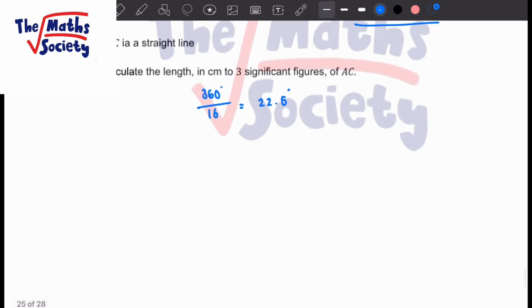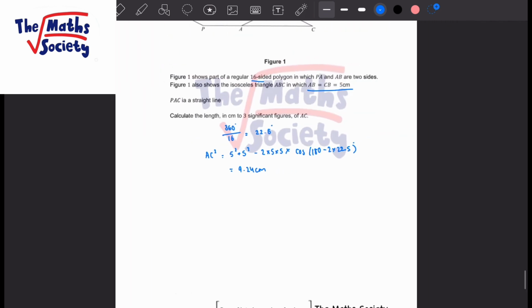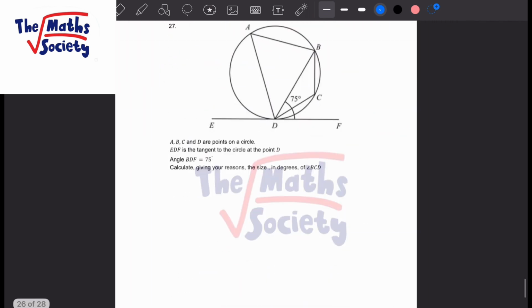So that's going to be AC squared equals 5 squared plus 5 squared, because this is the 5 centimeter side, minus 2 multiply 5 multiply 5 multiply the cos of (180 minus 2 multiply 22.5 degrees), and that's going to give you 9.24 centimeters. So that's just going to be your answer. And we move on to 27.